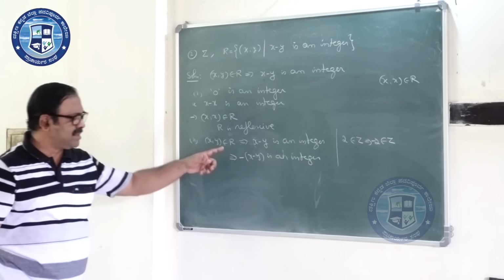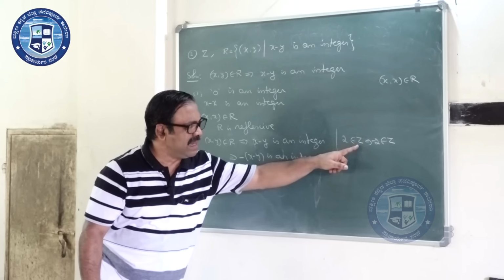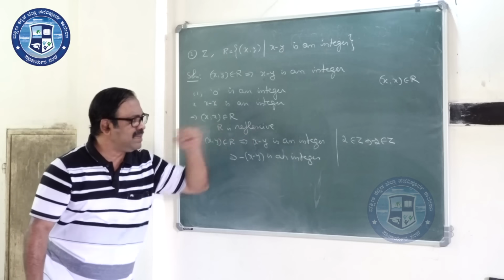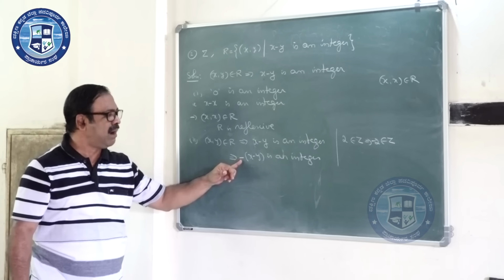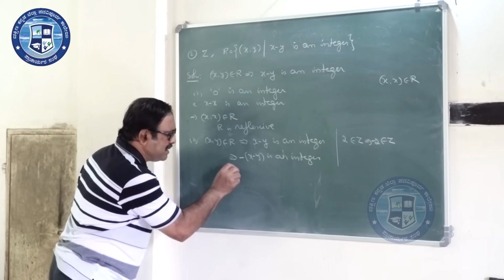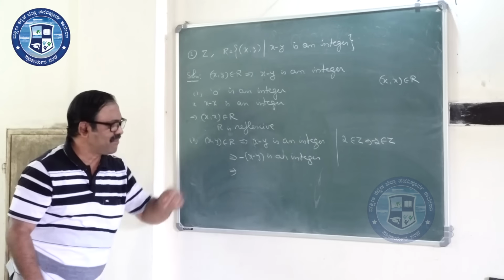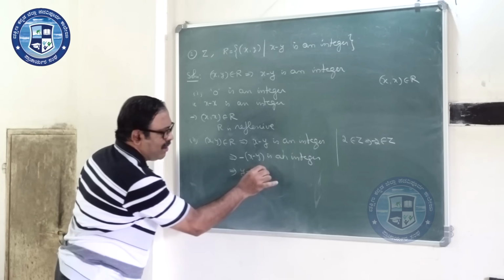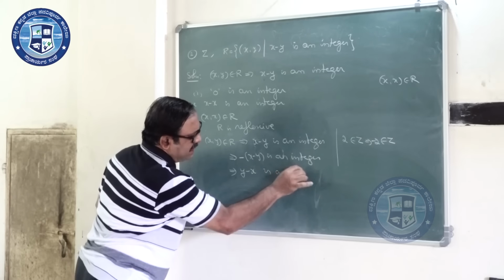You have understood the point? I said 2 is an integer means minus 2 is an integer. So x minus y is an integer means minus of x minus y is an integer. But what is this? Minus of x minus y. See, open the bracket. It is y minus x. y minus x is an integer.